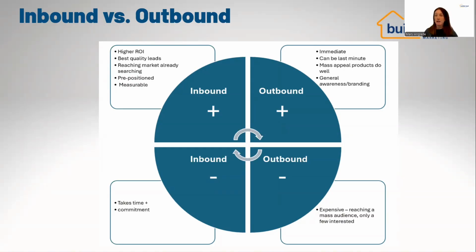Outbound is immediate. Let's say you have an event coming up, boom, you want to run an ad. It can be kind of last minute. Mass appeal products do well with outbound. If you're trying to broadcast, let's say something like a soft drink that you think most of the population would be interested in, then it really makes sense. You're probably reaching a lot of people.